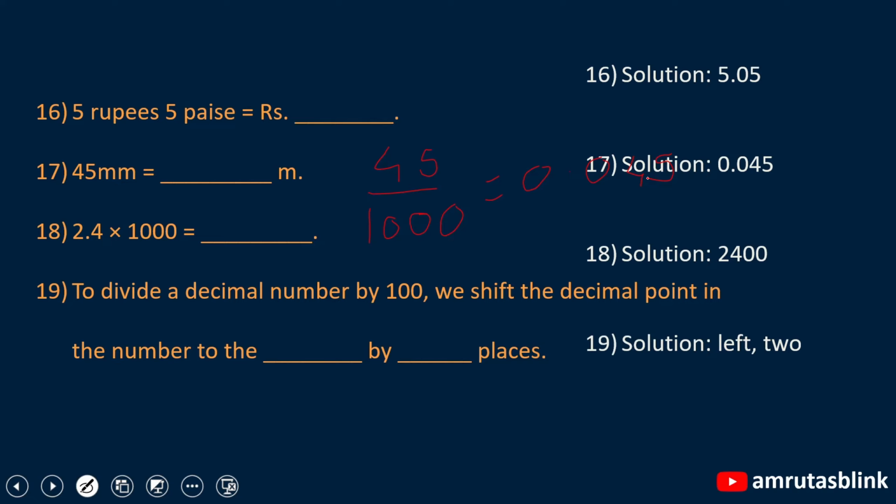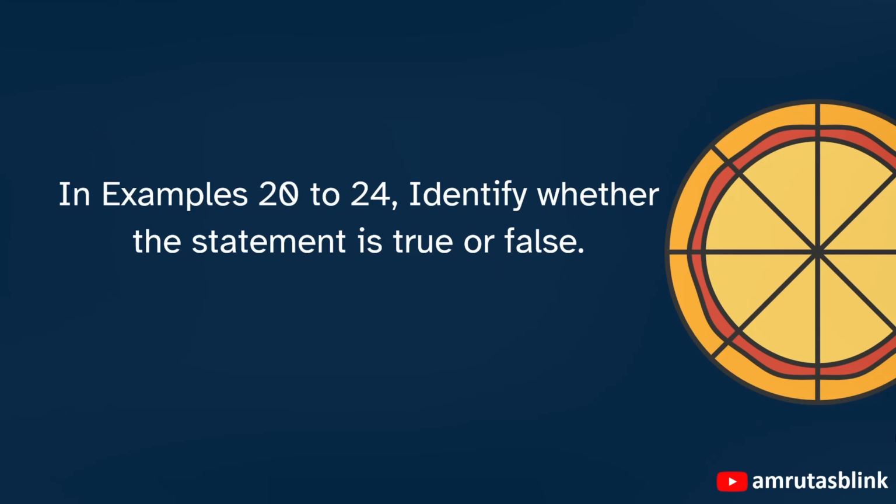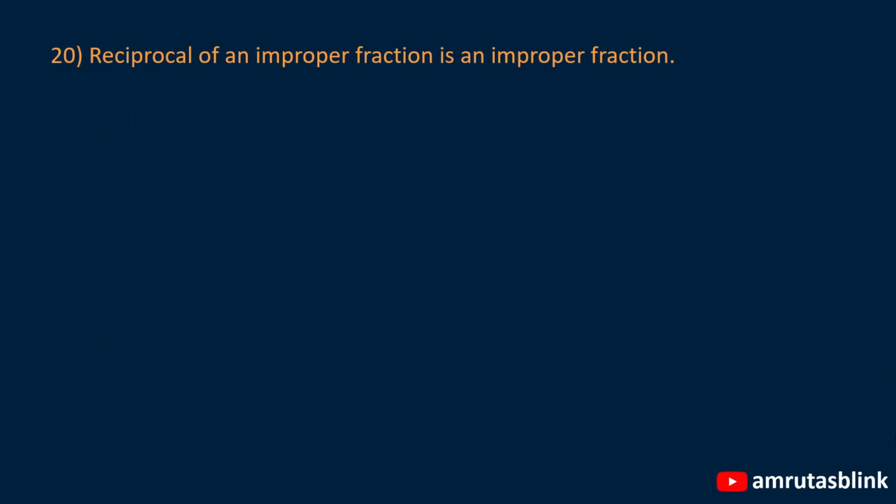In examples 20 to 24, identify whether the statement is true or false. Reciprocal of an improper fraction is an improper fraction. Now let's consider any improper fraction. Let's say we have 4 upon 3. Now what would be the reciprocal of this fraction? It would be 3 upon 4. So 3 upon 4 is a proper fraction. For any improper fraction, its reciprocal will always be a proper fraction, and hence the statement is false.